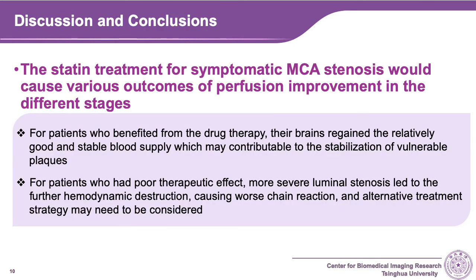In summary, our results showed that statin treatment for symptomatic MCA stenosis would cause various outcomes or perfusion improvements in the different stages. For patients who benefited from the statin treatment, their brains regain relatively good and stable blood supply, which may contribute to the stabilization of vulnerable plaques, while for patients who had poor therapeutic effects, more severe luminal stenosis led to the further hemodynamic destruction, causing a worse chain reaction. Alternative treatment strategies such as intense statin therapy need to be considered, but it also needs further research.